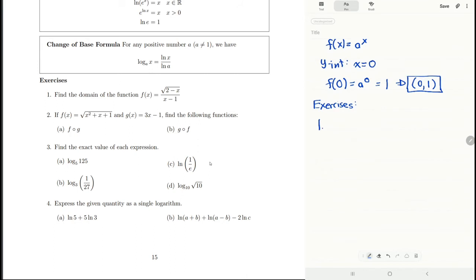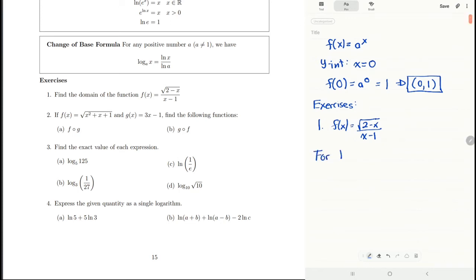So let's find the domain of the function, the square root of 2 minus x divided by x minus 1. So here there are two things that we need to consider. One is going to be the square root of 2 minus x, and the other is the denominator of f of x, which is x minus 1. So let's first start with the square root of 2 minus x.